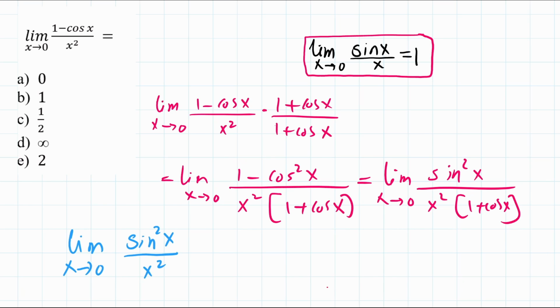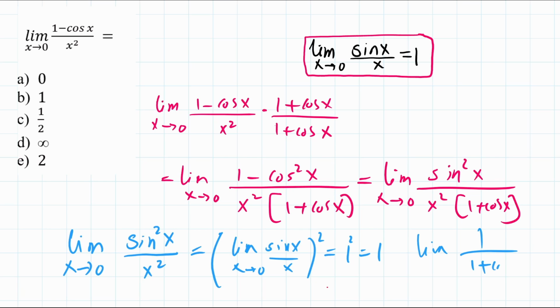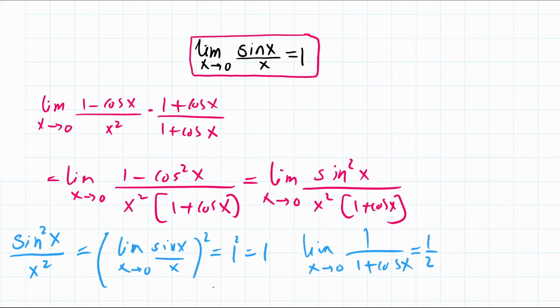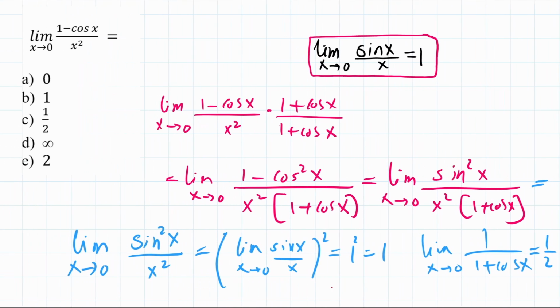Now the limit of sine squared x over x squared is equal to the limit of sine x over x as x goes to 0, and everything is squared, which is 1 squared, and that's 1. And the other limit, the limit of 1 over 1 plus cosine x as x goes to 0, direct substitution will give you 1/2. So now this limit that we have in hand is nothing but the limit of this times the limit of the other part, and that's 1 multiplied by 1/2, and the result is just 1/2.